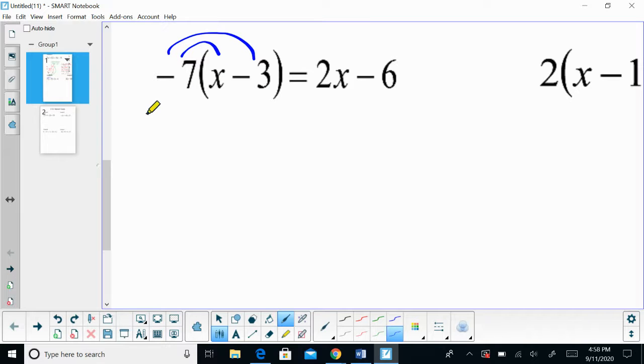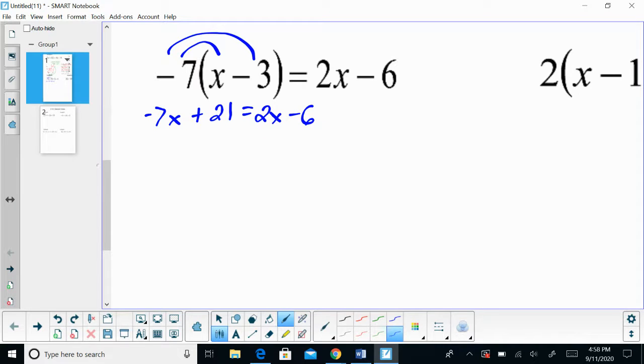Negative 7 times x is negative 7x. Negative 7 times negative 3. Remember, a negative times a negative is a positive. So this would be positive 21 equals 2x minus 6. Now, if I look at just the left-hand side, do I have any like terms? Nope. Just the right-hand side? Nope, no like terms there.